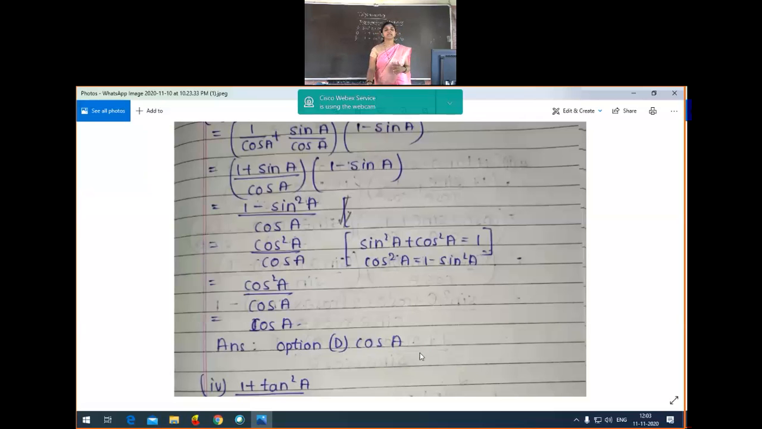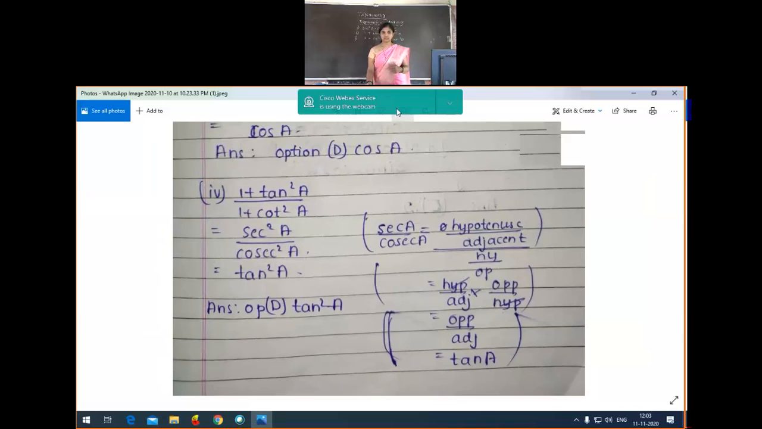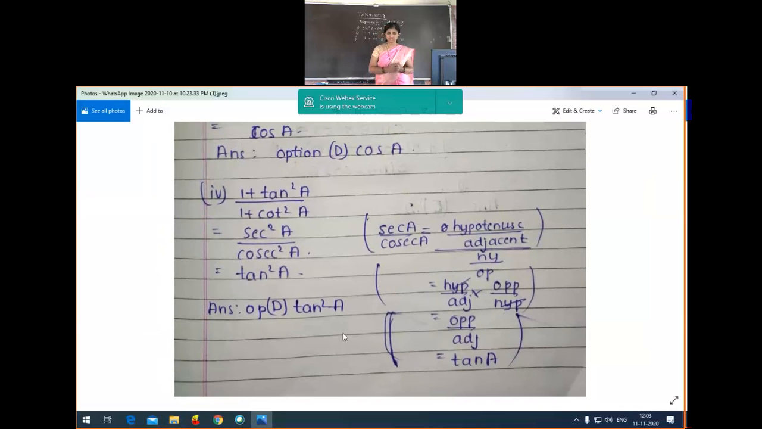Is that clear? Yes. Now we'll move to the last multiple choice question. That is 1 plus tan square A divided by 1 plus cot square A. By looking at this we can identify the third identity, right? 1 plus tan square A is secant square A. Then 1 plus cot square A, this is the second identity, its value is cosecant square A.